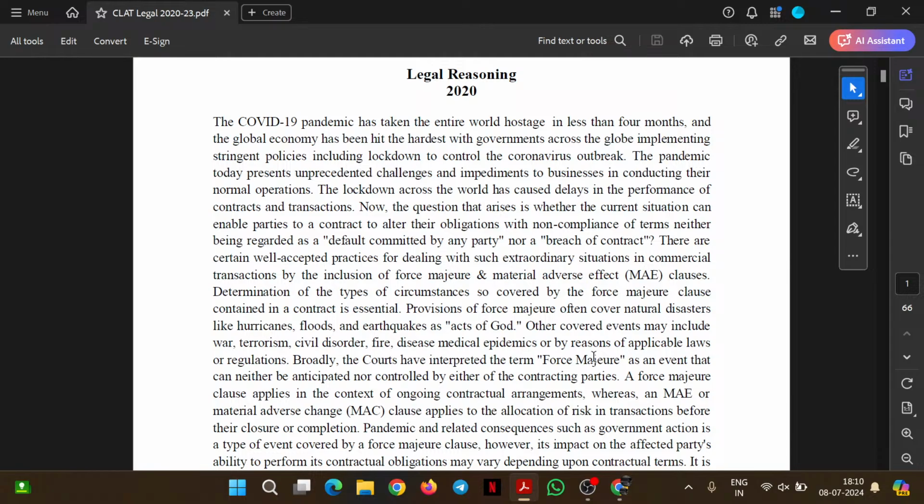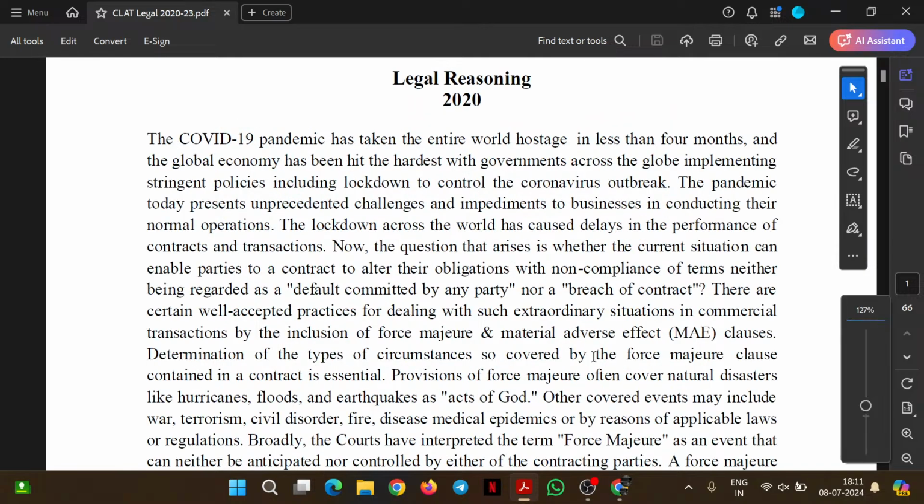What we'll be doing is starting our course by solving the questions of the papers that have happened to date. We'll start with legal reasoning that was provided in the paper of CLAT 2020. By solving these papers, we'll understand how the questions are framed, what the requirements of the consortium are, and how we should go about these questions and what things we must keep in mind.